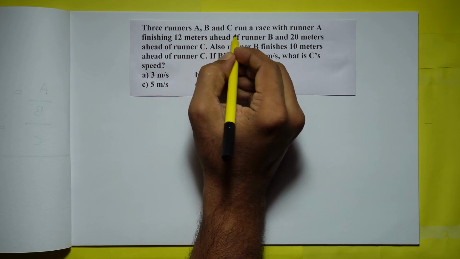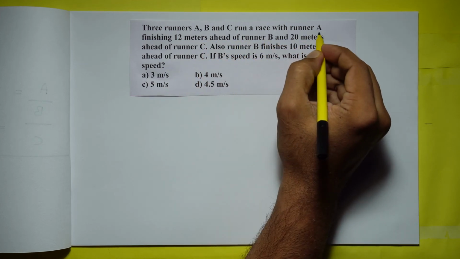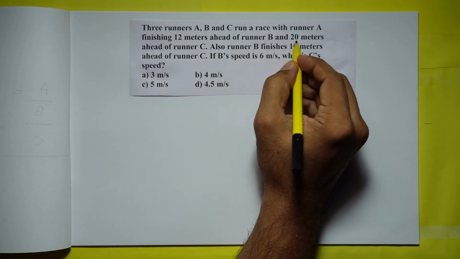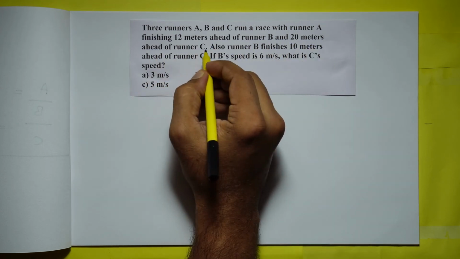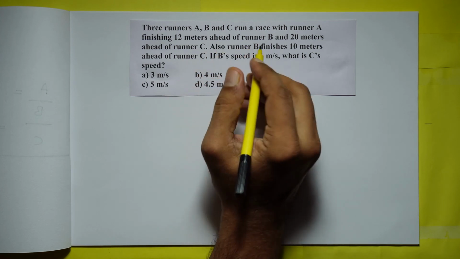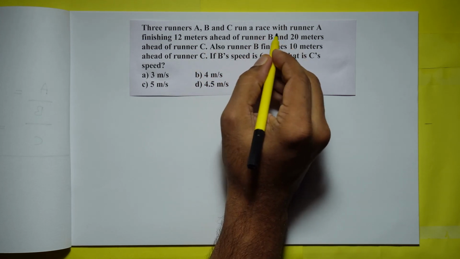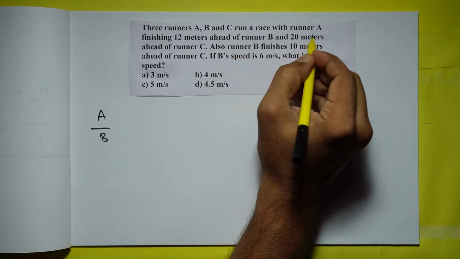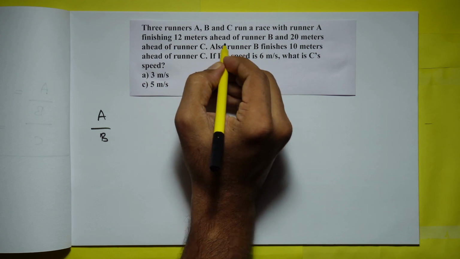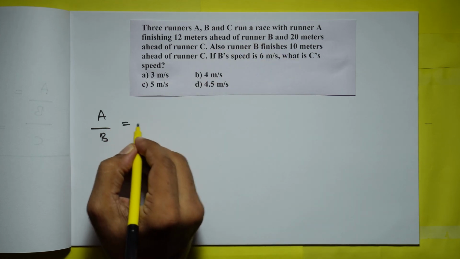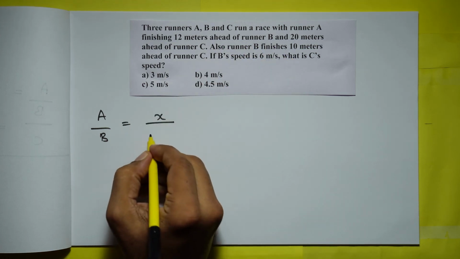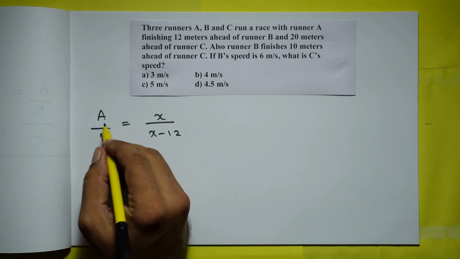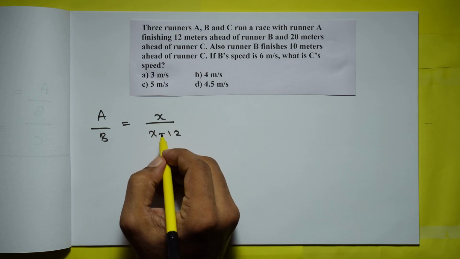3 runners A, B and C run a race with runner A finishing 12 meters ahead of runner B and 20 meters ahead of runner C. So we will assume that the whole race distance is x meters. So if you compare A and B, A finishes 12 meters ahead of runner B. So when A does the full distance x, B will do x minus 12. B will be 12 meters behind, or A will be 12 meters ahead of B.